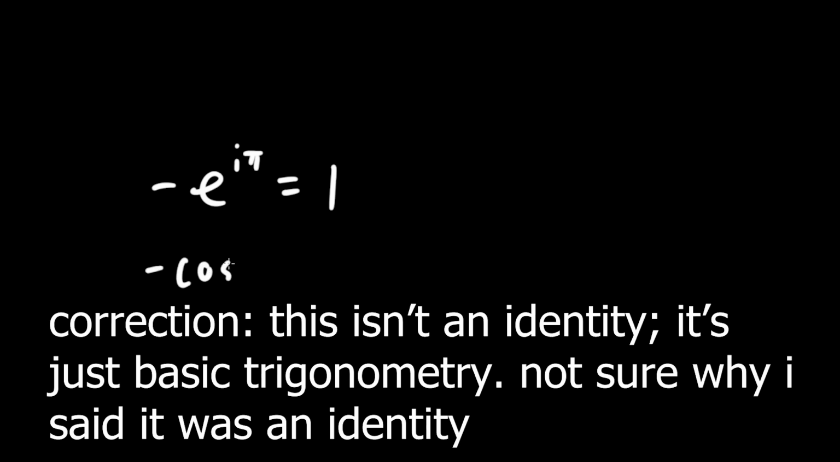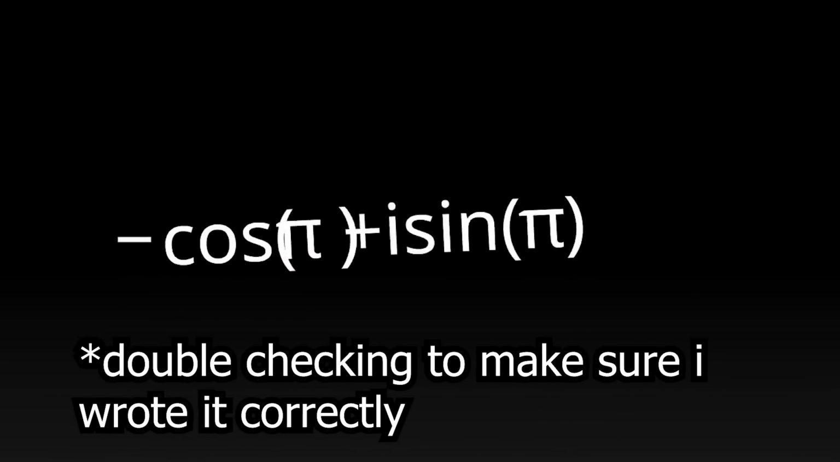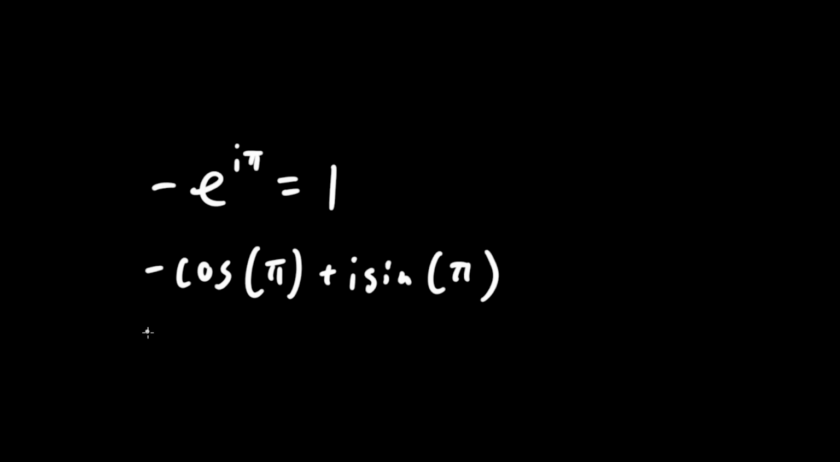Now let's take a look at the identity in the video. We have negative cosine π plus i sine π. Now you need to know your unit circle for this. So if you don't know any trigonometry, you're going to get lost here, but I can't really help you. Cosine of π is going to equal -1. So what we have here is -1. The negatives cancel out. This becomes positive. So this actually becomes +1. And then we have plus i sine π.